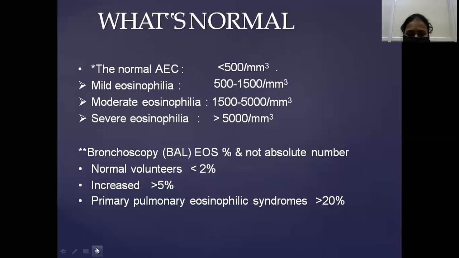What is a normal eosinophil count? What is an eosinophil? Eosinophil is a polymorphonuclear leukocyte. A normal absolute eosinophil count is less than 500 per cubic millimeter. If the count is between 500 and 1500, it is mild eosinophilia. A rise of 1500 to 5000 is moderate eosinophilia. If the eosinophil count is more than 5000 per cubic millimeter, then it is severe eosinophilia.